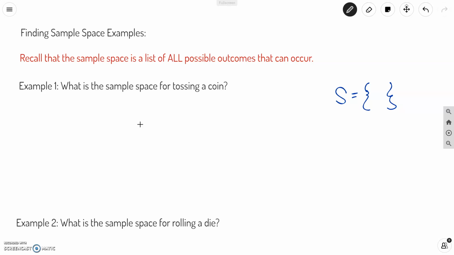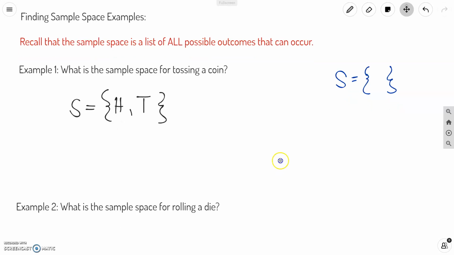Sample space for tossing a coin. We know that the sample space is a list of all of the possible outcomes. If you're flipping a coin, what is a possible outcome you can get? You can get heads. Another possible outcome that you can get from flipping a coin would be tails. And these are the only possible outcomes that you can get for flipping a coin. So the sample space for tossing a coin will be what I have right here.